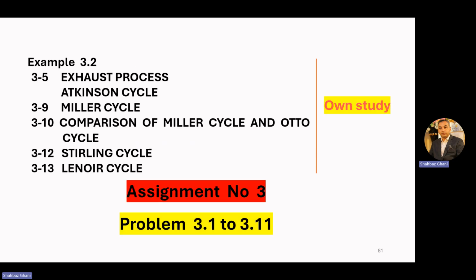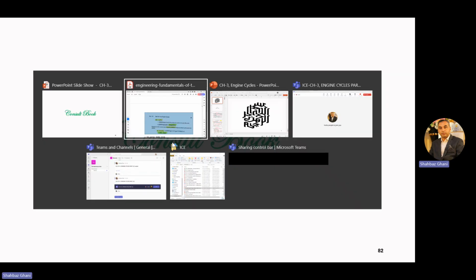Now at the end, as you know, I give assignments or homework to my students. So this is your own study. If you want to study, you can study a few other cycles which are known to you, and you can go through example 3-2. Again, consult the book. This is the end of the lecture of chapter 3.